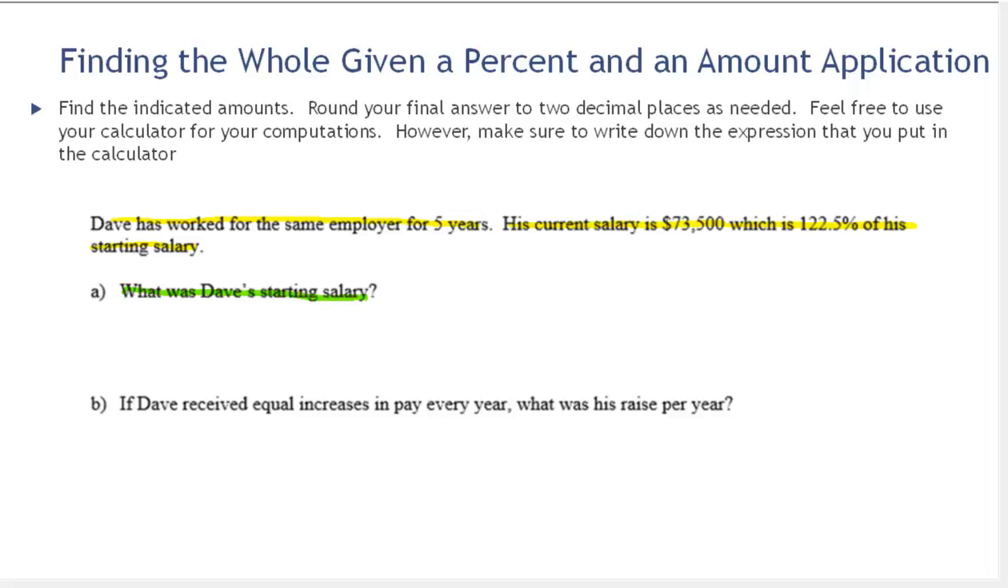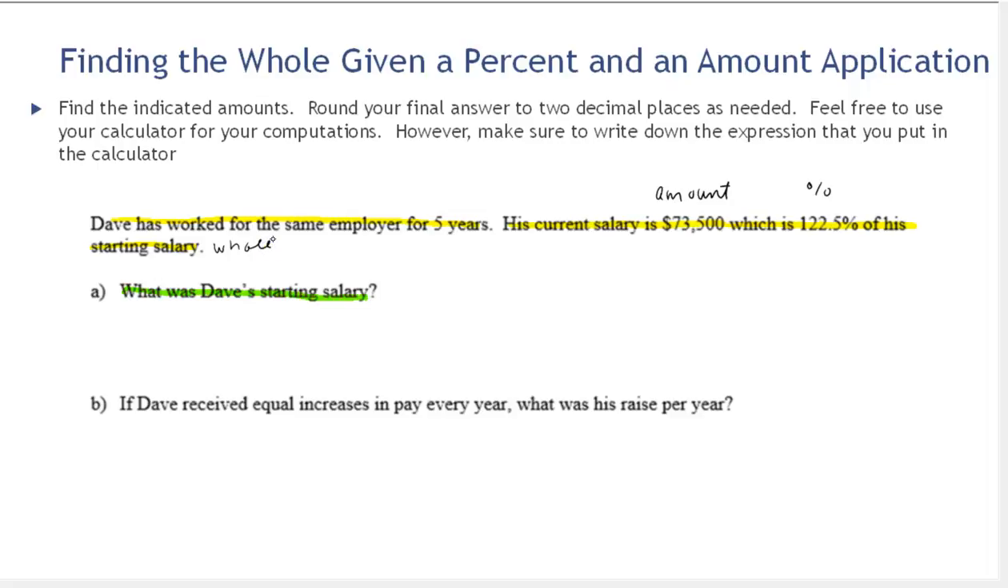So, looking at the original problem, his current salary is a new amount, which is this percent. It's larger than his original starting salary, but this is the percent we're given that his current salary is of his starting salary. So his starting salary is the whole, and that's what we're trying to find.